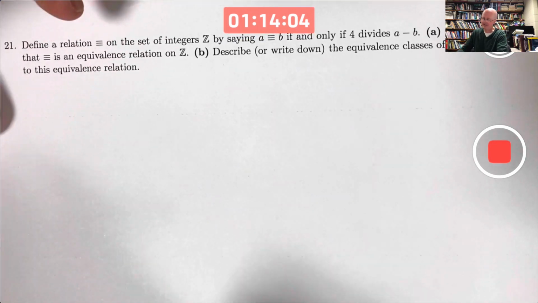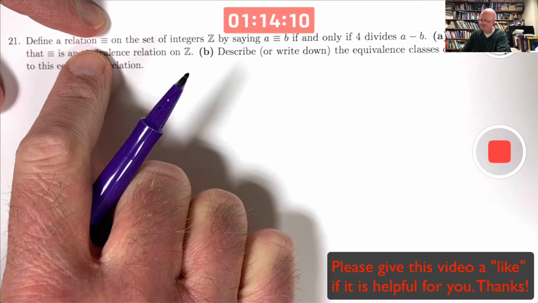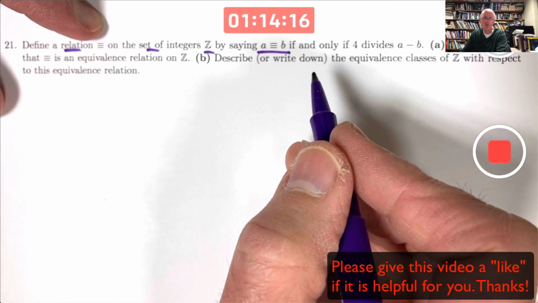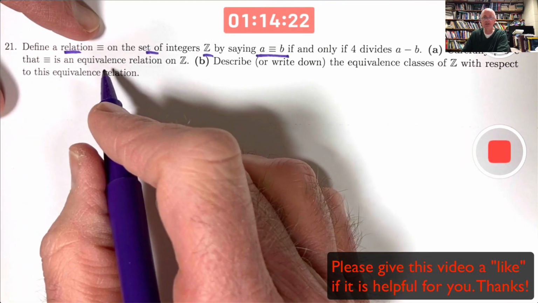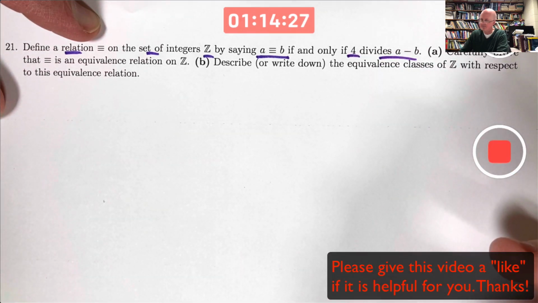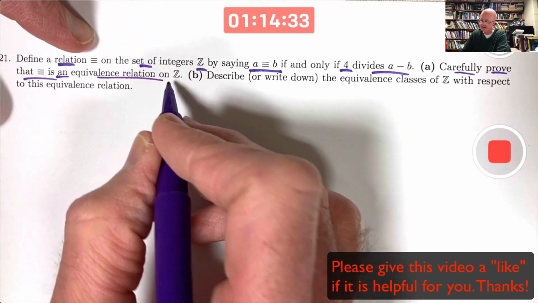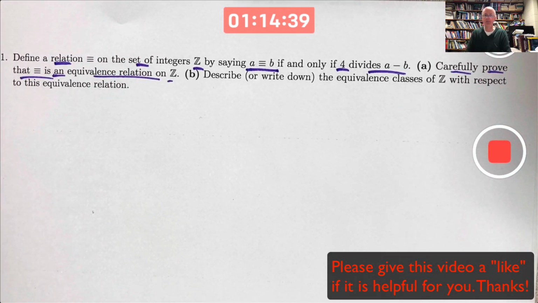A proof, in part. Define a relation, triple equal sign, on the set of integers Z by saying A is related or equivalent to B if and only if 4 divides A minus B. Part A is to carefully prove that this thing is an equivalence relation on the integers. And part B is to describe or write down the equivalence classes of Z with respect to this equivalence relation.